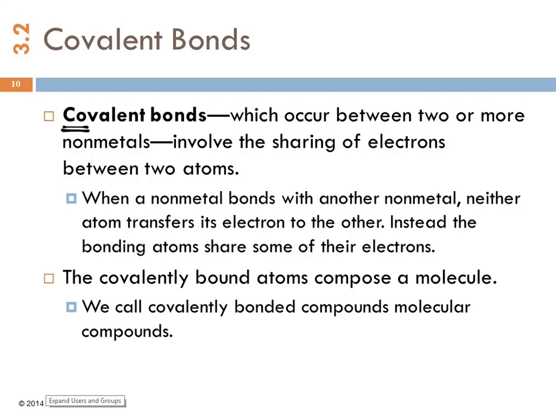And we'll go into way more detail about covalent bonds later. But it's important to understand that covalent bonds are between nonmetals. If there's a metal involved, it's ionic. When we get these covalently bound atoms, they compose a molecule. And so we call compounds containing these molecules molecular compounds. So if it has a covalent bond, it forms a molecular compound. An ionic bond forms an ionic compound.